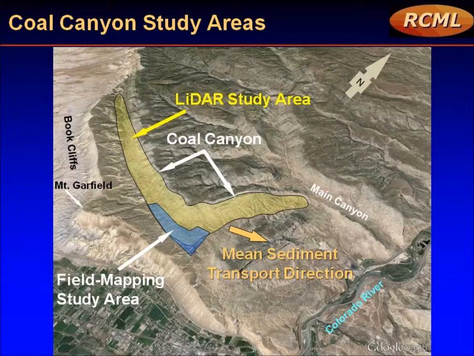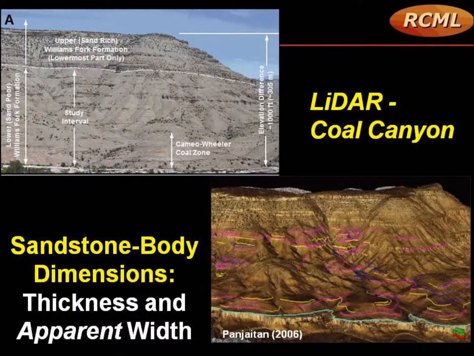What you can see here, both with the field mapping and with the LiDAR mapping, is the way the canyon walls have been carved out. We have a picture, for the most part, of an orientation of those sandstone bodies parallel to paleoflow here, primarily perpendicular to paleoflow there. You can see that in the dimensional statistics of the deposits when you make those measurements. For comparison here, here's a photo mosaic of Coal Canyon, and here's the LiDAR draped with the ortho photos on top.